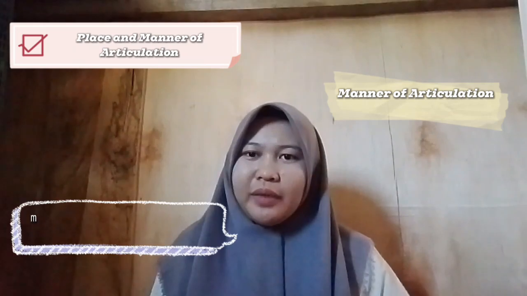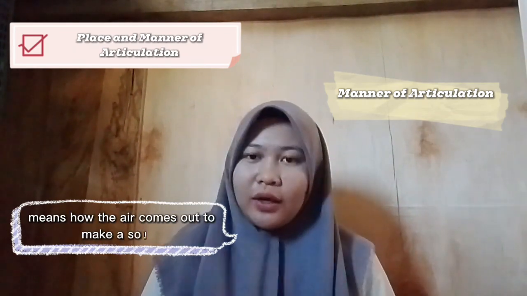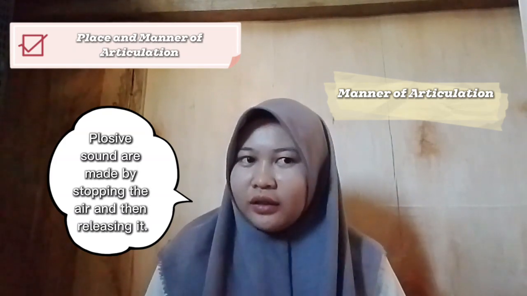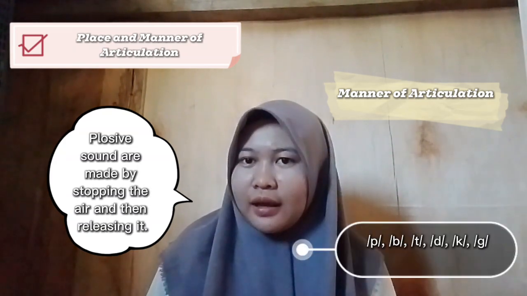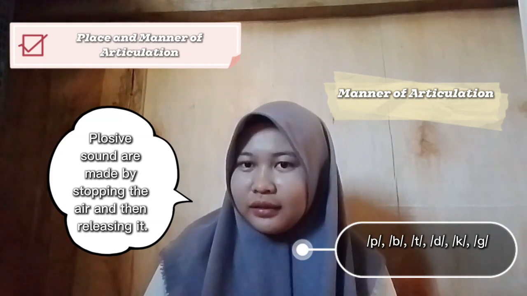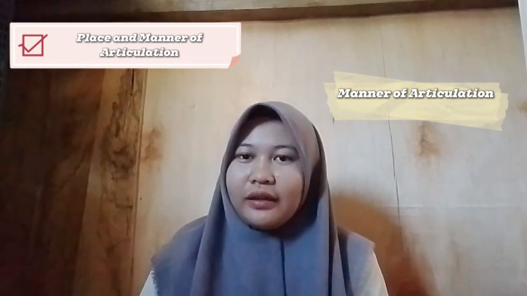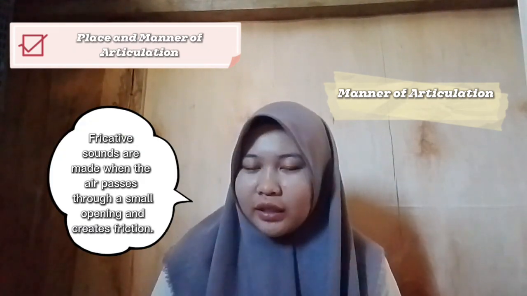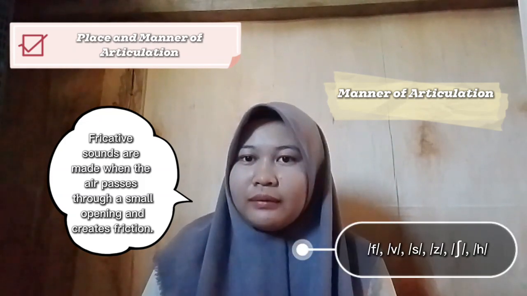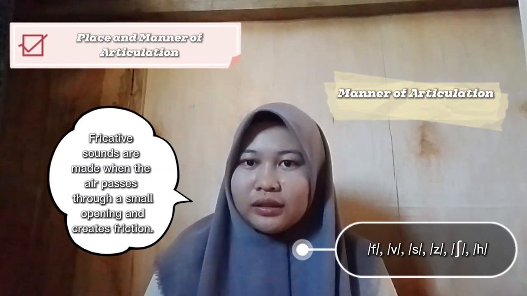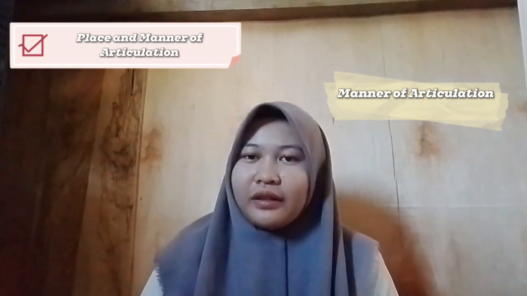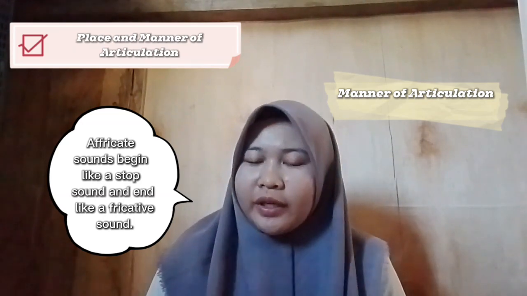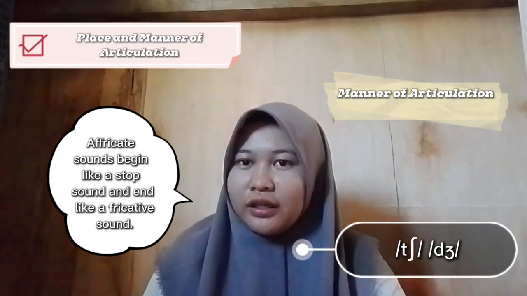Meanwhile, manner of articulation means how the air comes out to make a sound. Plosive sounds are made by stopping the air and then releasing it. For example, P, B, T, D, K, G. Fricative sounds are made when the air passes through a small opening and creates friction. For example, z, sh, h. An affricate sound begins like a stop sound and ends like a fricative sound. For example, ch in chair and j in jam.